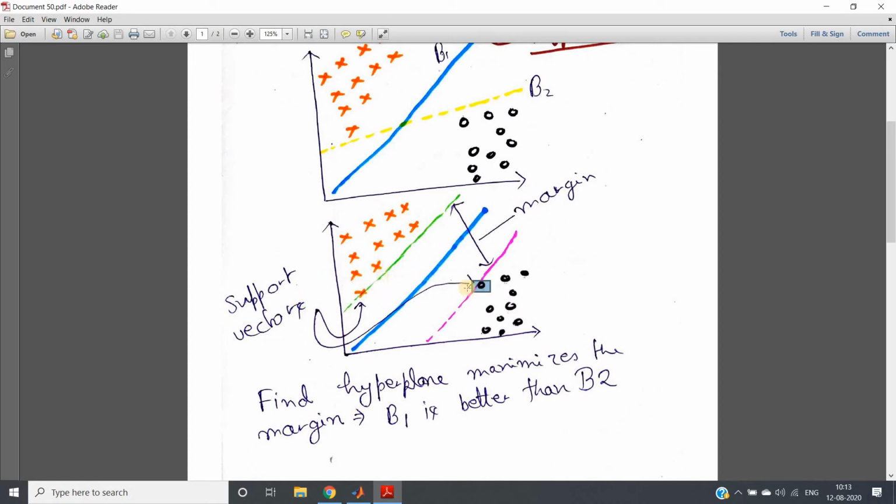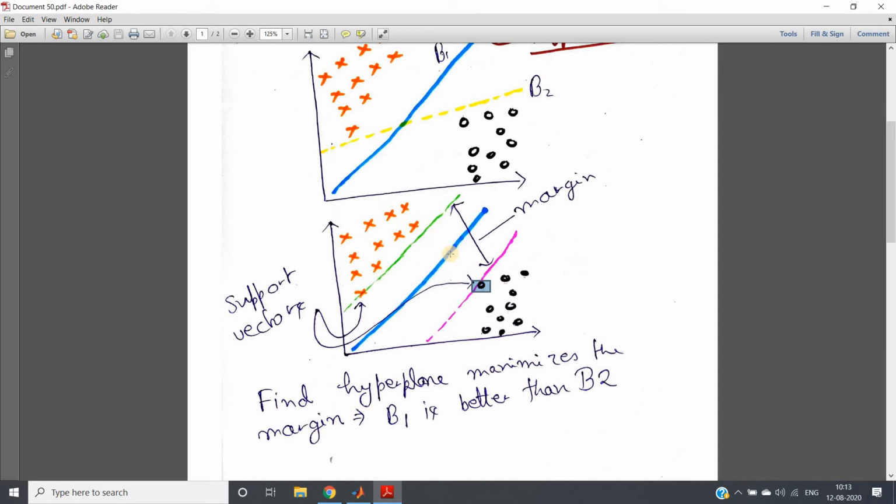Whatever points come on those nearest planes, those will be termed as support vectors. Now in this particular case we can simply separate these two classes using one linear plane, right? So we say they are linearly separable.